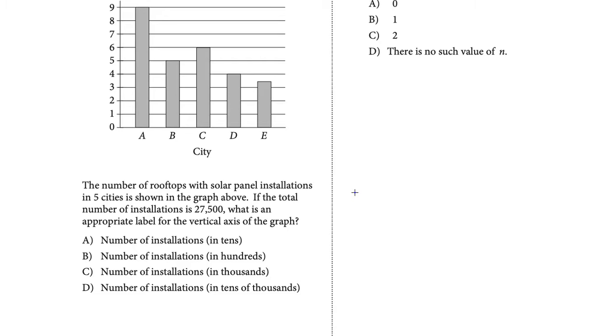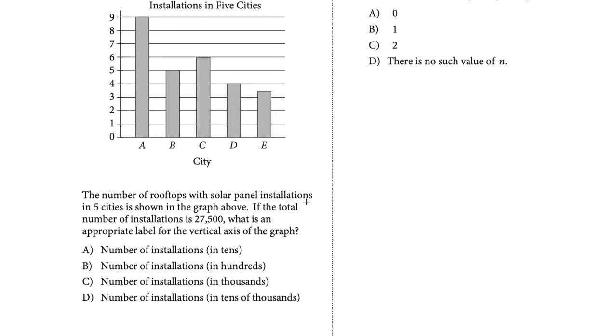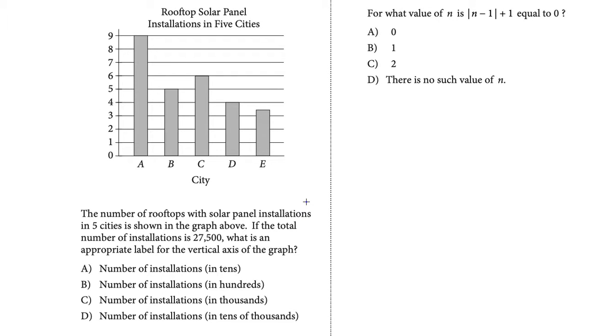Alright, so, let's read here. Quiet raised hand. Who wants to read? Julian. The number of rooftops with solar panel installations in 5 cities is shown in the graph above. If the total number of installations is 27,500, what is an appropriate label for the vertical axis of the grid?